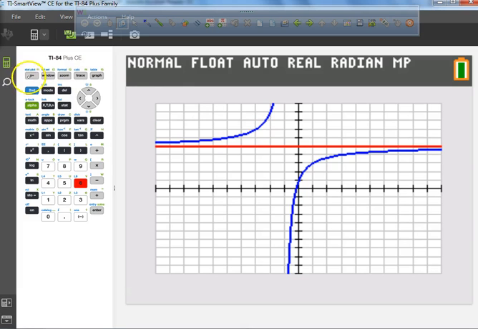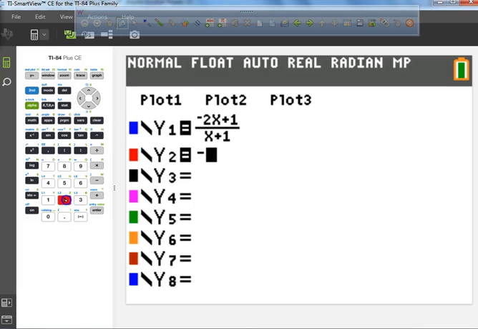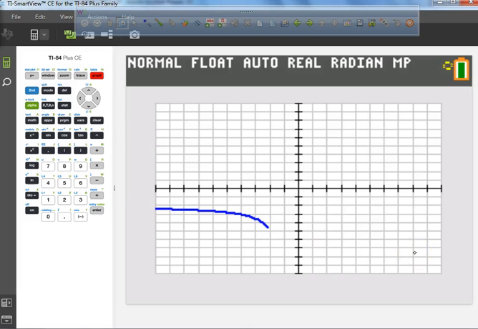Okay? If I hit y equals and I go up here and I say, you know what, Mr. Mood, what if I type in a negative 2x plus 1? Then I need to change my horizontal asymptote to a negative 2. Everybody see how the pattern works then?